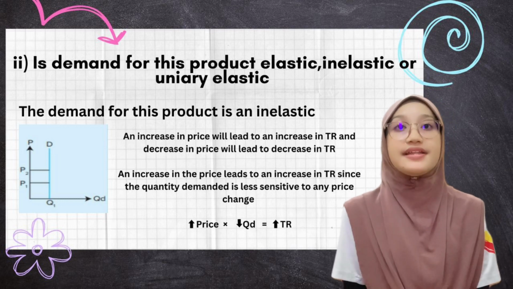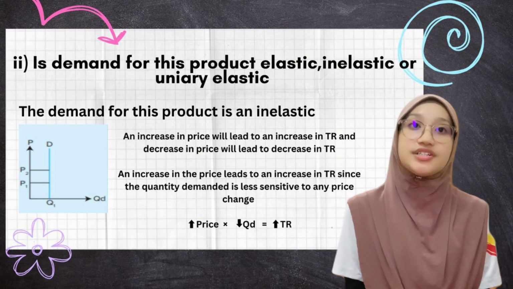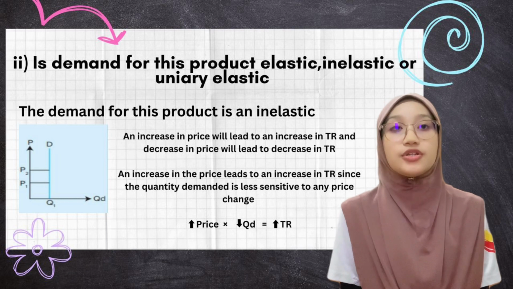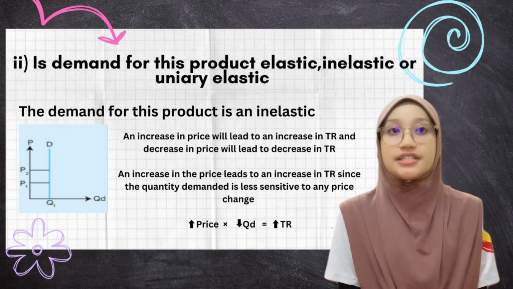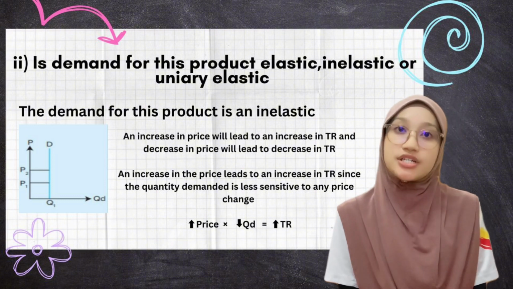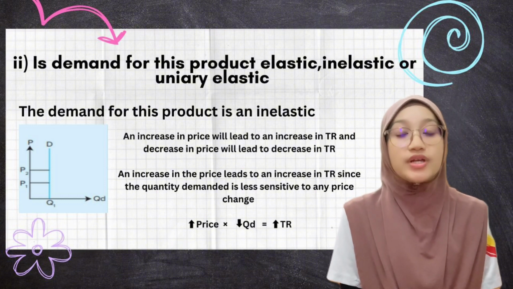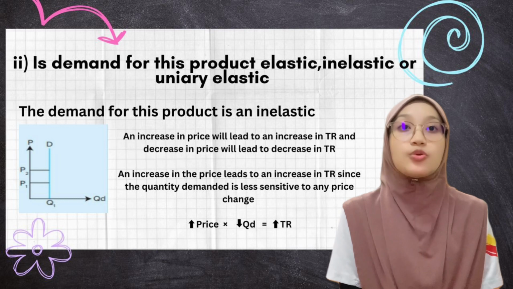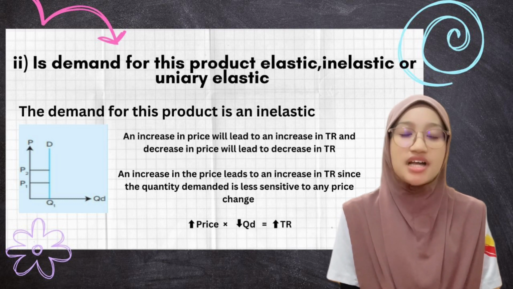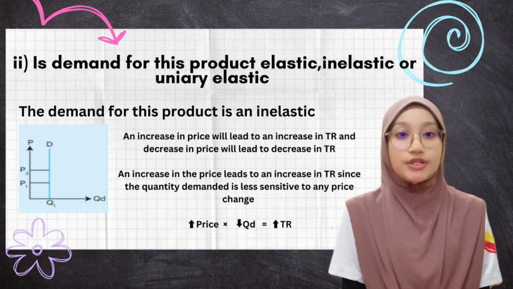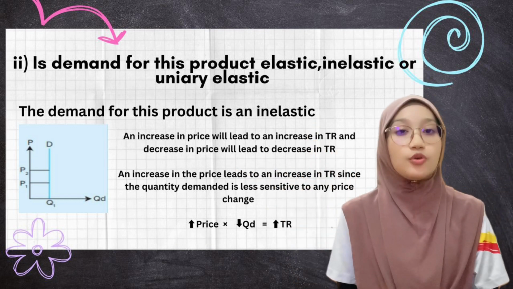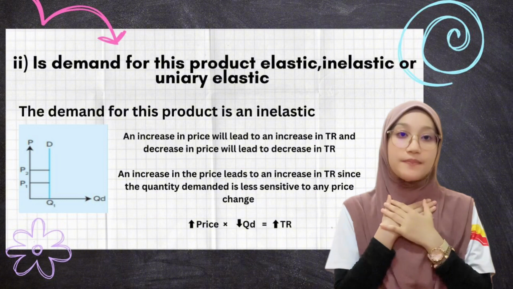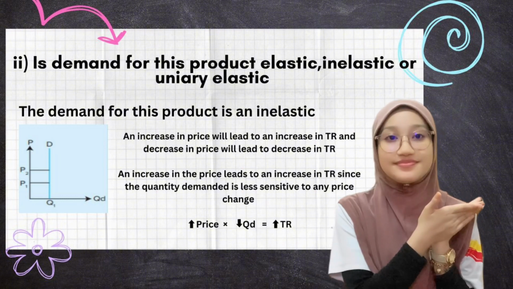Why? Because an increase in the price leads to an increase in total revenue, since the quantity demanded is less sensitive to any price change. So the price will increase, multiplied by quantity demanded which will decrease, equals total revenue will increase. So we move to my group members to continue the question.